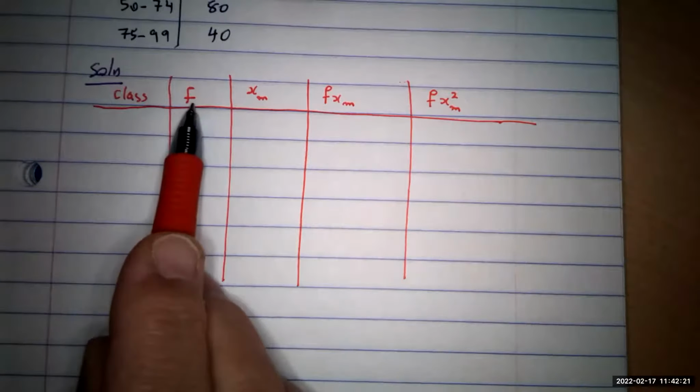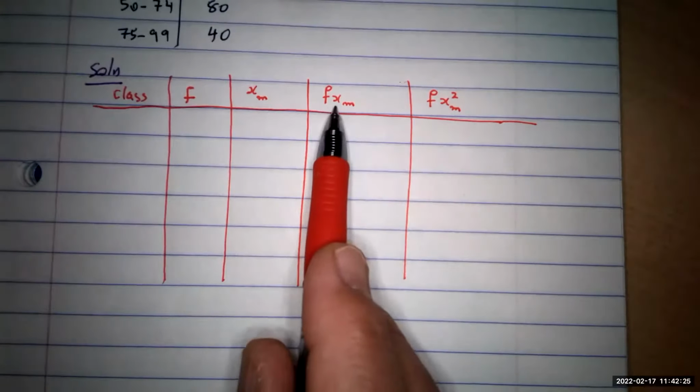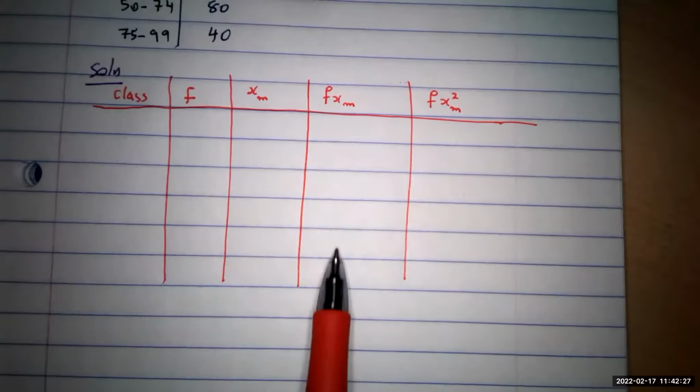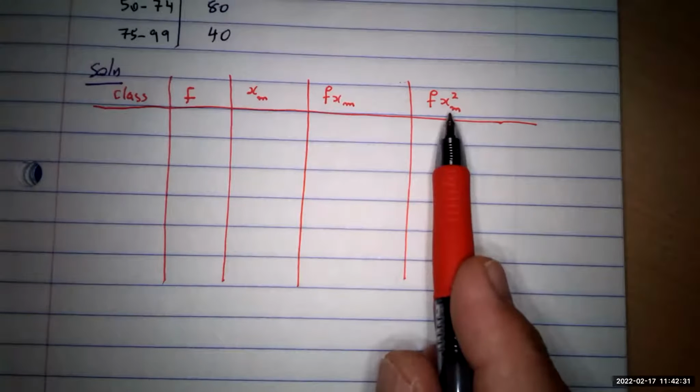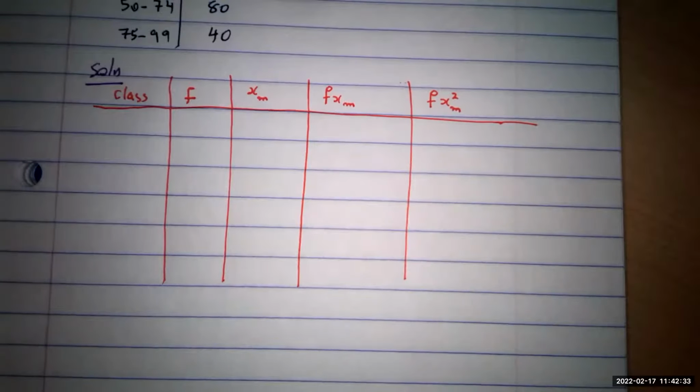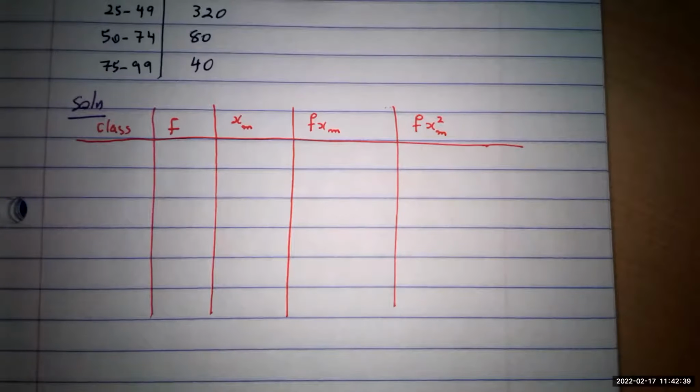You add these together: sigma F will be N. This is going to be sigma F times X, that gives you the mean. And this is going to be sigma F times X squared, that gives you the standard deviation and the variance, and then you're done. So you just fill up this table.